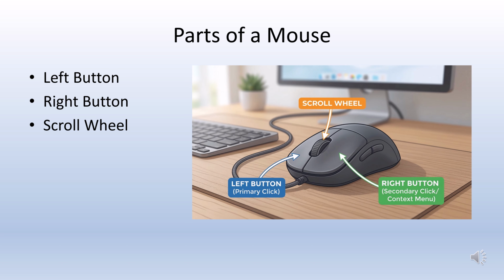Parts of the mouse: there is a left button, there is a right button, and there is a scroll wheel. So there are three parts of the mouse.